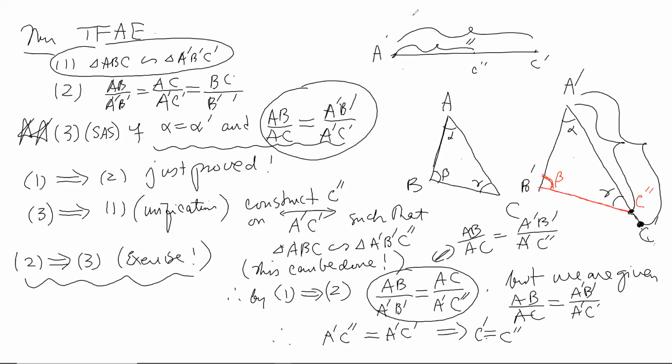Because we were already given an angle. If you don't have any angle, it will be difficult to prove. But if I already have an angle, then it's fairly easy to prove. 2 implies 3 is this.